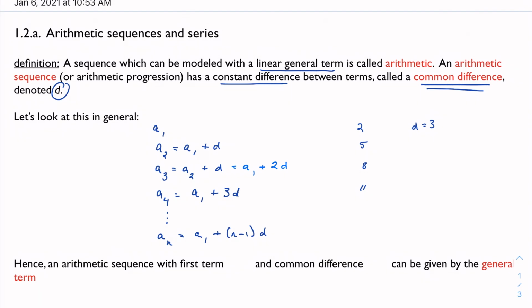I'm going to switch from a's to u's here just to be consistent with the book, but an arithmetic sequence then with first term u sub 1, or a sub 1, and common difference d can be given by the general term u sub n equals u sub 1 plus n minus 1 times d. We're always adding 1 less common difference than the term we're on.